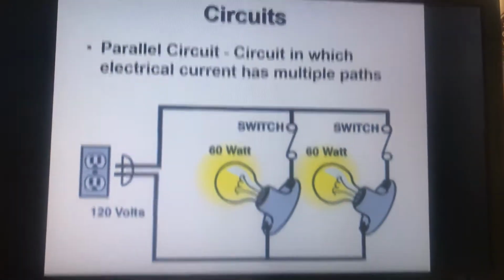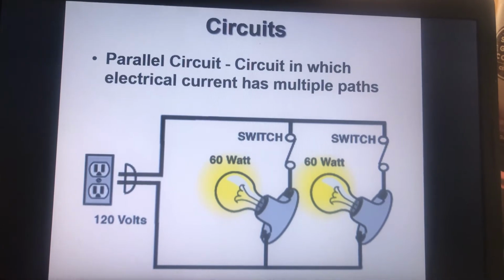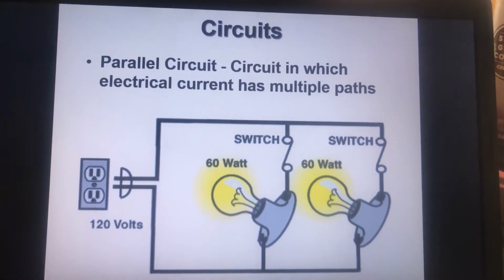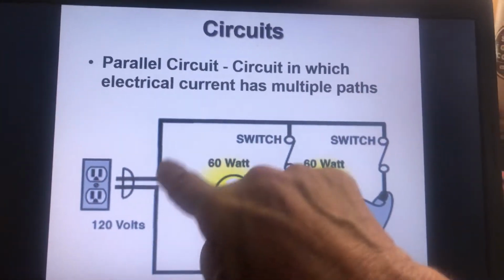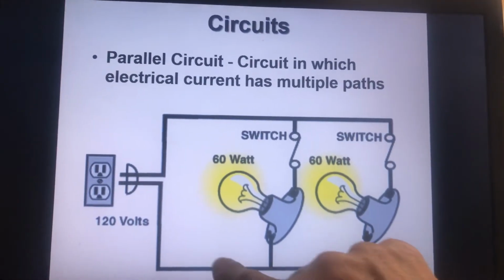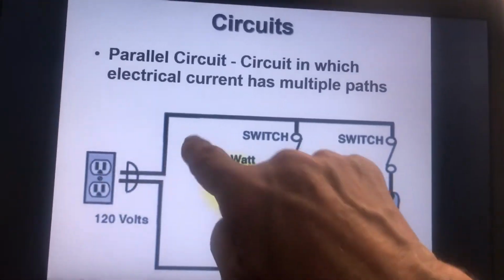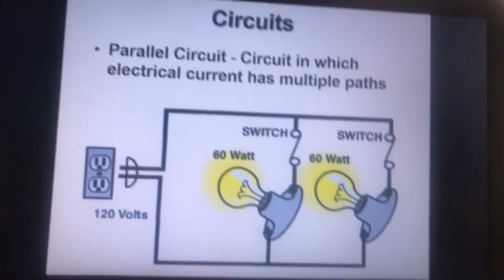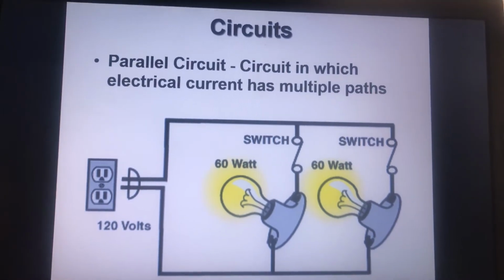Okay. Here is a parallel circuit. Notice that there are multiple ways in which electricity can flow. The parallel circuit is a circuit in which electrical current has multiple paths. Here you have the battery, and it can flow through that circuit, but it also at the same time can flow through that circuit. Okay? Just so long as you have enough power and the wires are large enough to be able to carry all that current, then in terms of amps and electrons, you're good to go.